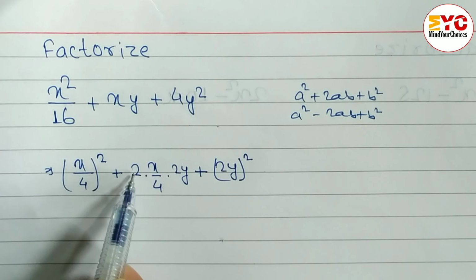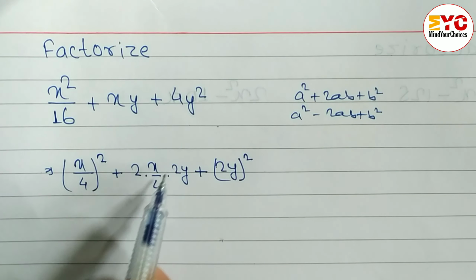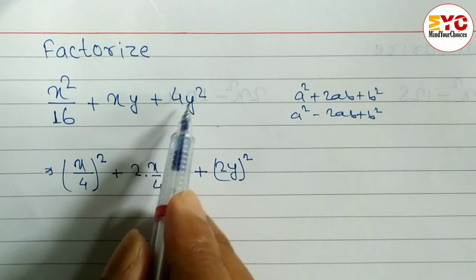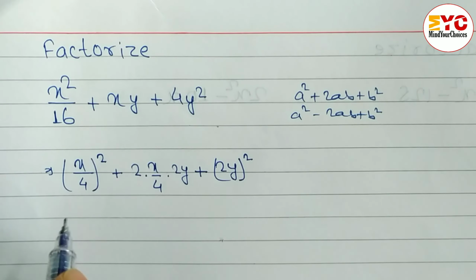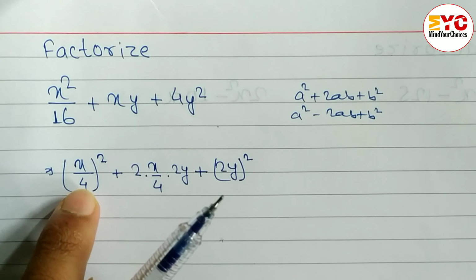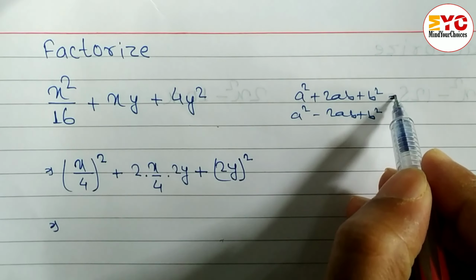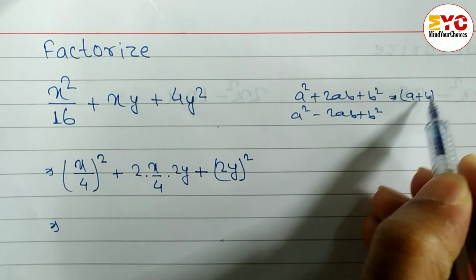Now look at here, 2 and 2, 2 into 2, 4, and this 4 cancels. What is remaining? xy, which is here. So this one is the same, here also the same, and this also will be the same. Now what is this? It is in the form of a square plus 2ab plus b square. A square plus 2ab plus b square is the formula of a plus b whole square, or not?